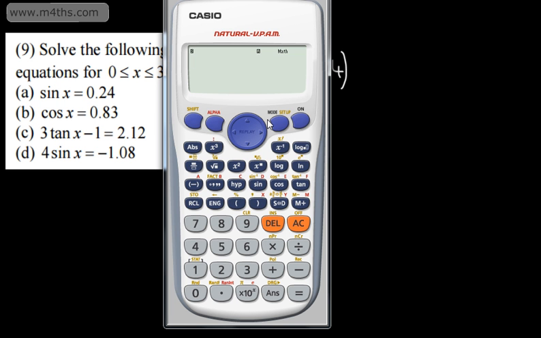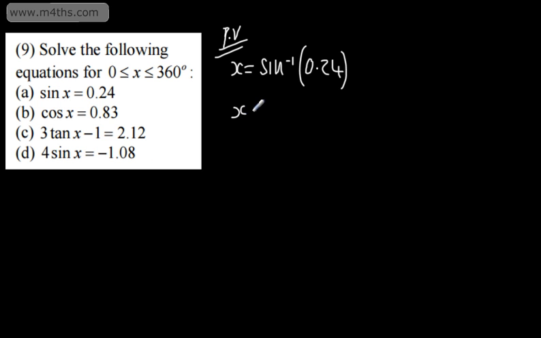So on the first one, the principal value, PV, x is going to be equal to the inverse sine of 0.24. I've got no idea what this is going to be as an answer in degrees. So shift mode 3 back into degrees. Shift sine of 0.24. That gives me 13.886 and so on. Right, what I'm going to write then is x is equal to 13.8 and so on, plus or minus 360.